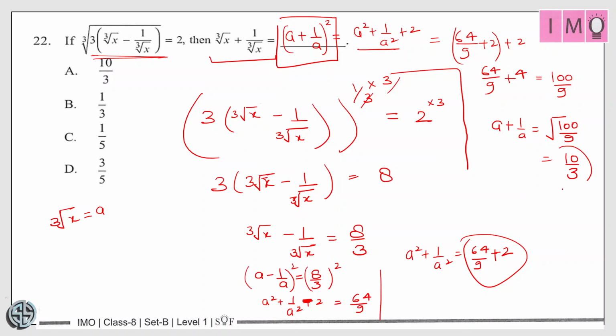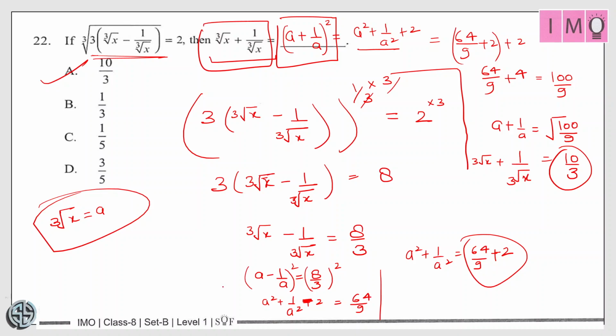Okay, and this a you have assumed as the cube root of x. So when you put it here, you will find this plus 1 upon this becomes 10 upon 3, and that is the option in the question. So option A will be this.